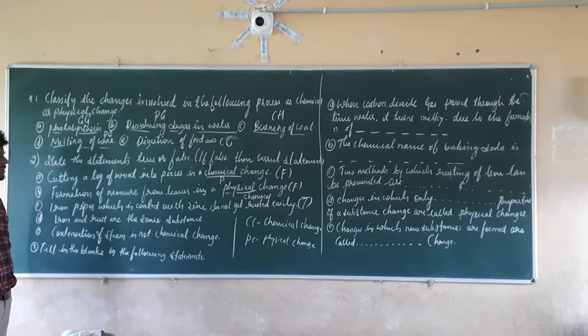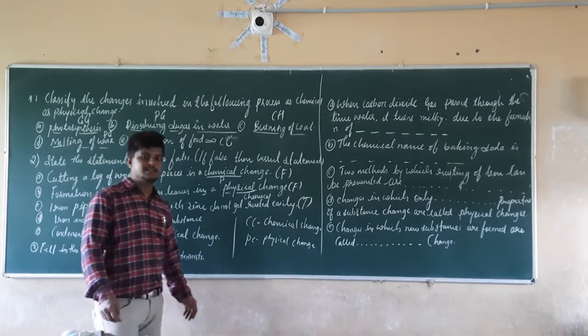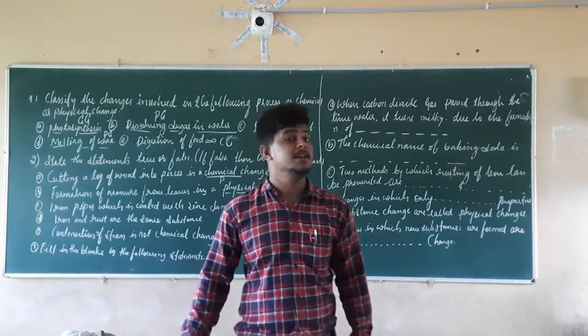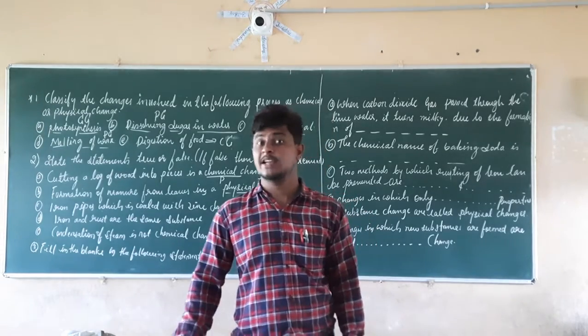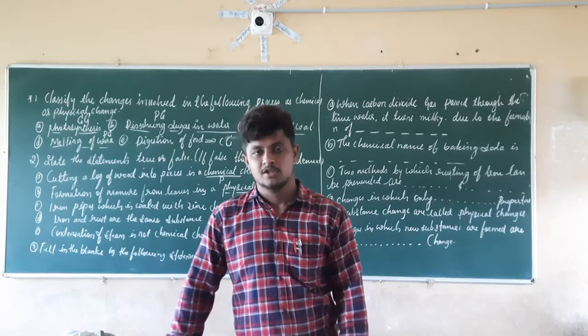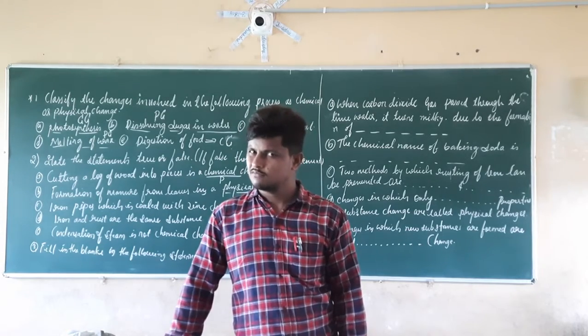Iron and rust are the same substances. We take rusting of iron as a chemical change, right? If it is a chemical change, that means a new substance, a new product, is formed. So are iron and rust the same thing? No, it is not possible.